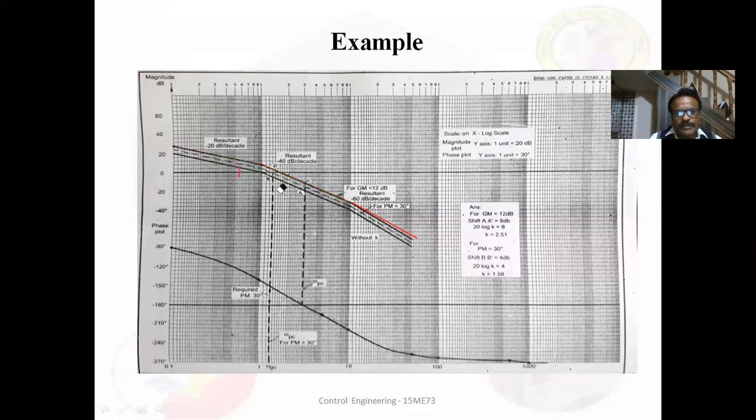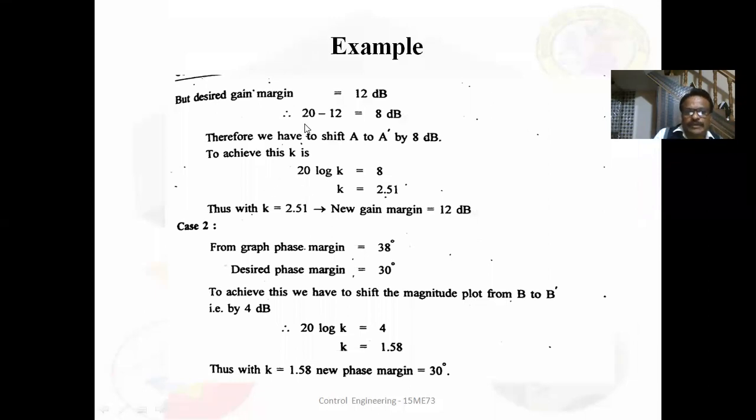Then find the new k value when gain margin is equal to 12 dB. Now you can see here, the difference is 8 dB. Then 20 log k is equal to 8. Then k value is equal to 2.5. When gain margin is equal to 12 dB, k value is equal to 2.51. Similarly, we have to find another k value, case 2, when phase margin is equal to 30 degree.